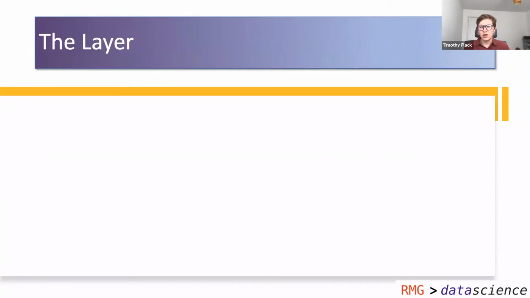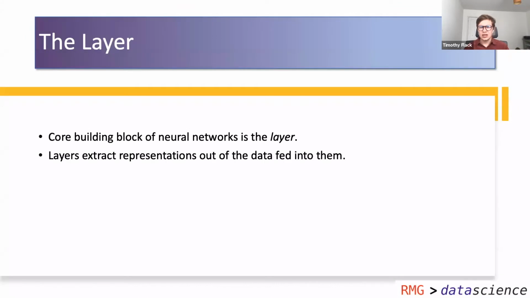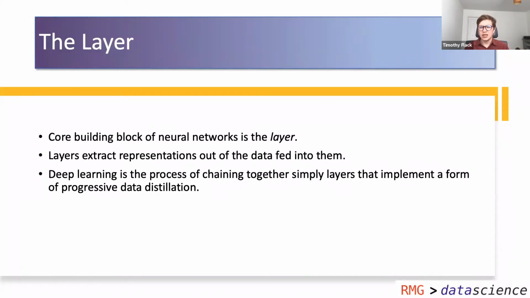So we've spoken so far about layers and transforming data. What does this mean in the context of a neural network? The core building block of neural networks is the layer. It's a data processing module, and it can be thought of as a filter for the data. Layers, more specifically, extract representations out of the data that's fed into them. And deep learning is the process of chaining together simple layers that implement a form of progressive data distillation. So we're going from one representation to the other to finally get to our output.